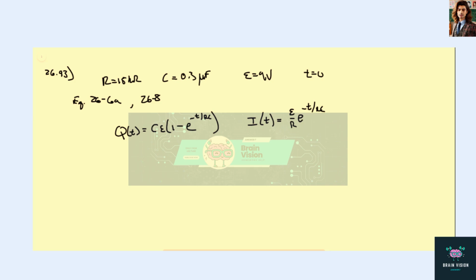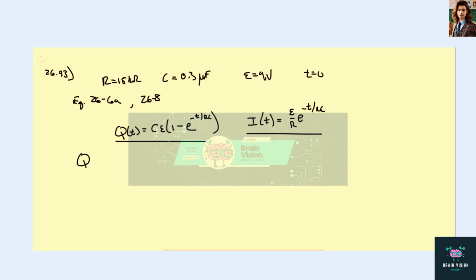Now, from this, we can immediately graph these with graphing capabilities. But let's think about the second part first for a second. So it says find the time at which the charge attains 63% of its final value.